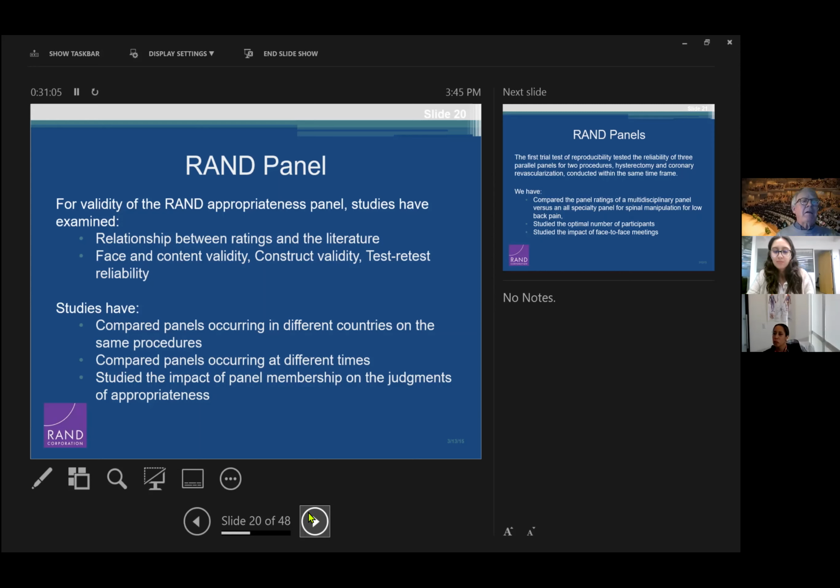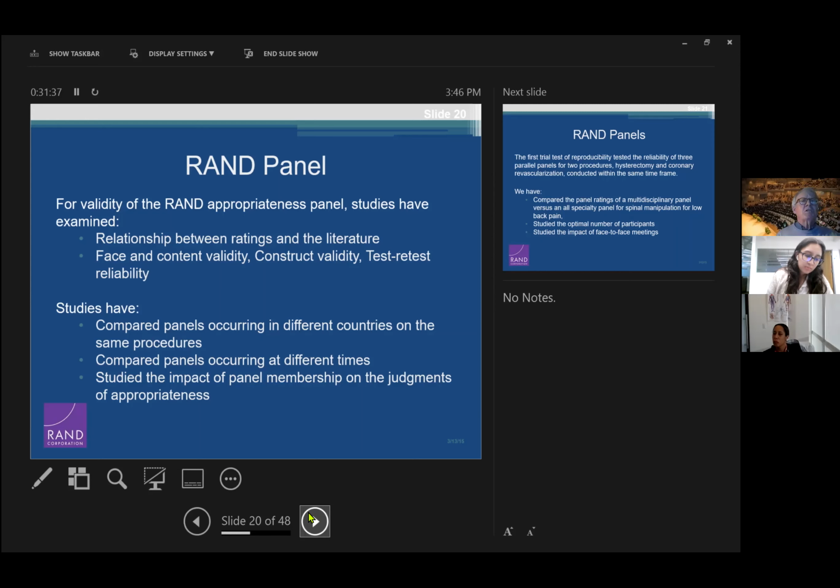We've compared panels occurring at different times, and that's important, because if you look at something like angioplasty, the guidelines have changed drastically over the last 25 years as more research has called into question whether it should be done, or whether you should just go straight to bypass surgery. So ratings need to be updated as more information comes in. And then we've looked at the impact of panel membership.